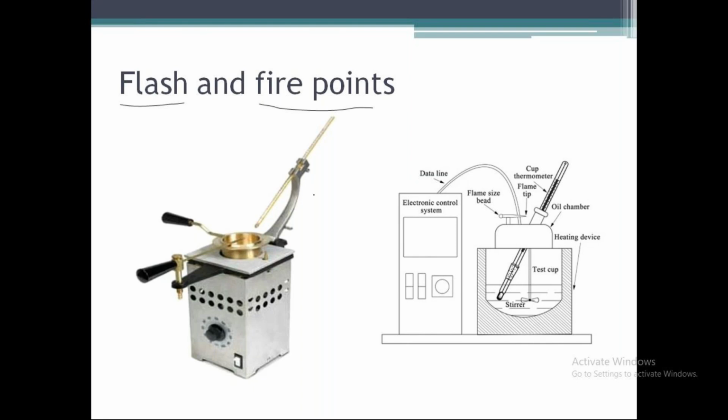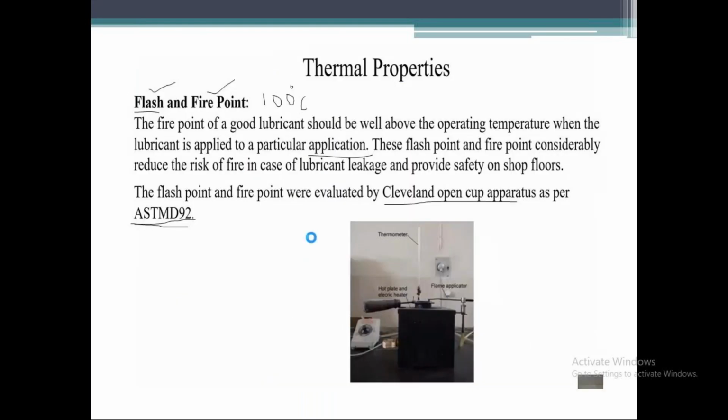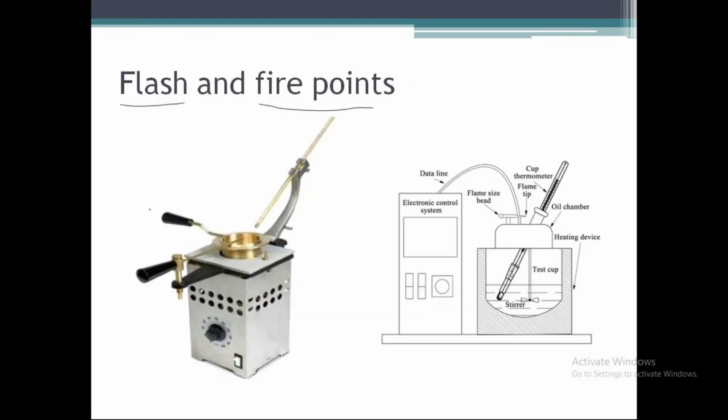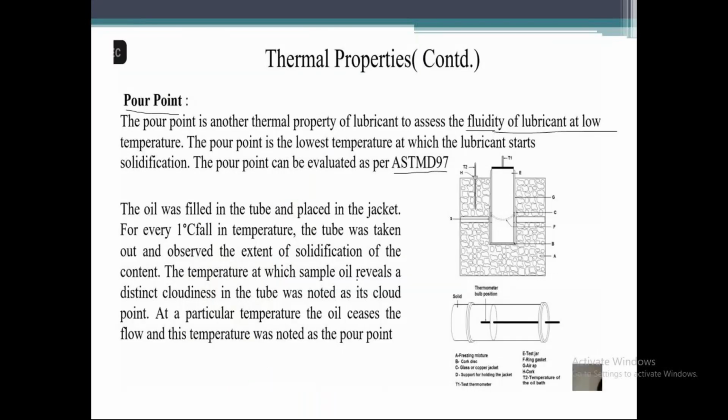You can't randomly take it to any place and do it. The condition has to be maintained. Whatever humidity is mentioned as per the standard, whatever the atmospheric pressure according to the standard, then only you are supposed to do this experiment. Similarly, these instructions are given in the standard.